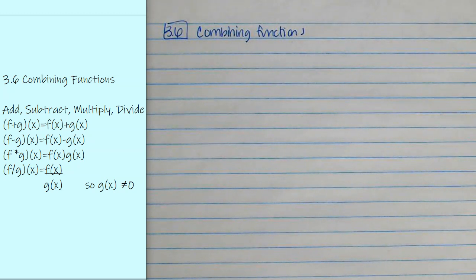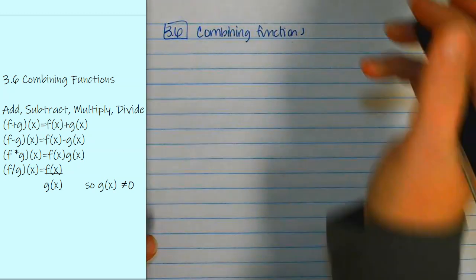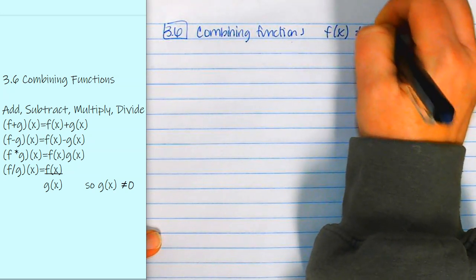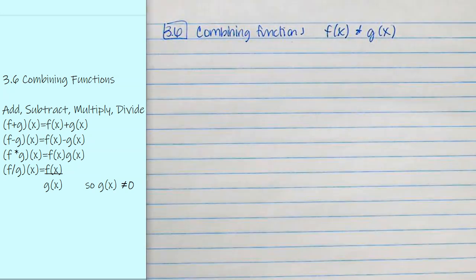All right, moving on in chapter 3, we're going to 3.6, combining functions. We are looking at if you have an f of x and a g of x, how can you combine those? And we're going to start today with just addition, subtraction, multiplication, division. So we're going to combine them by algebraic means.